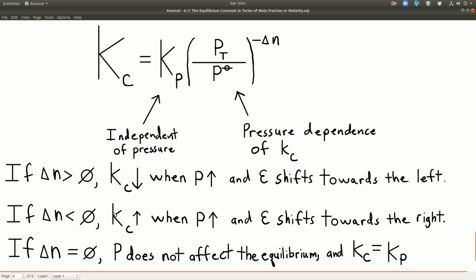If delta N is negative, that means negative times negative makes this a positive. So when we increase this, Kc is going to increase. So this is going to increase when the pressure increases, right? When the pressure increases, maybe to make sure it's absolutely clear, this is P total that we're talking about. Total pressure increases, Kc increases, and the equilibrium, the extent of the reaction, shifts towards the right. And like always, if delta N is equal to 0, pressure does not affect the equilibrium. Kp is equal to Kc.